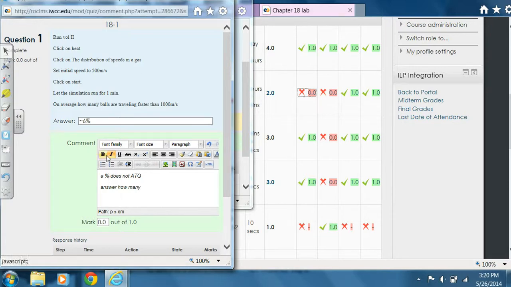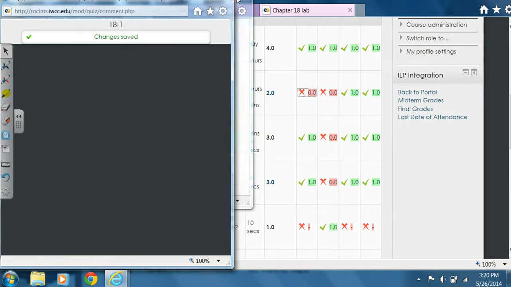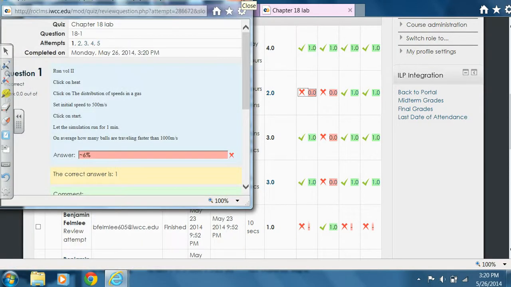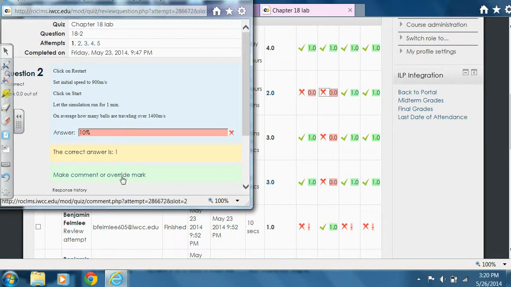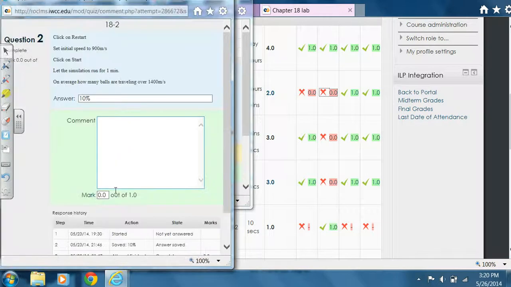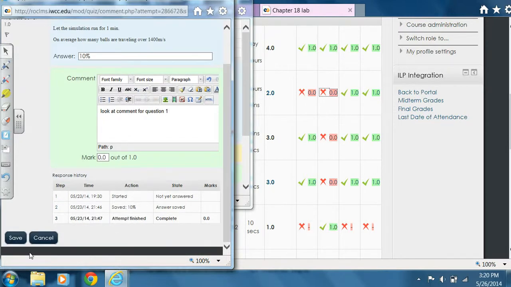And that's typical that you're going to get a percentage answer there. And I never mark the percentage right. I make them come back and do it again. You're allowed to redo your labs as many times as you want. Then we're going to look at this one, and this is the same problem. So we'll look at comment for question 1. And that will answer that problem.